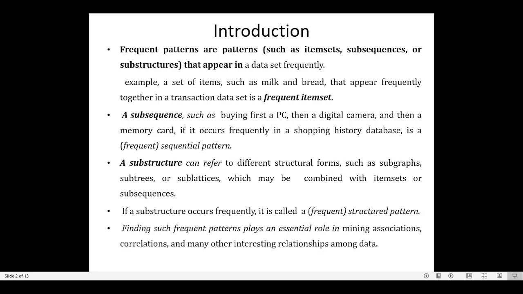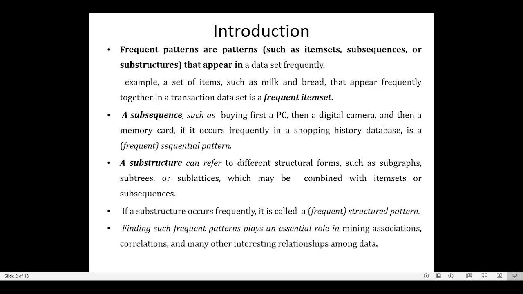These frequent patterns may be an item set, a subsequence, or substructure. Let us consider an example here. A set of items such as milk and bread that appear frequently together in a transaction data set is a frequent item set. So any number of items that appear together frequently in any transaction history is called a frequent item set.